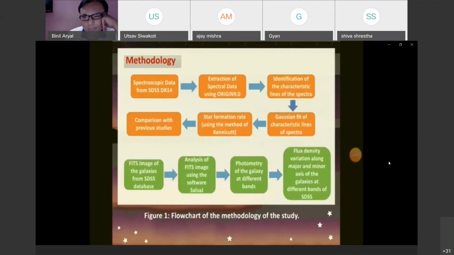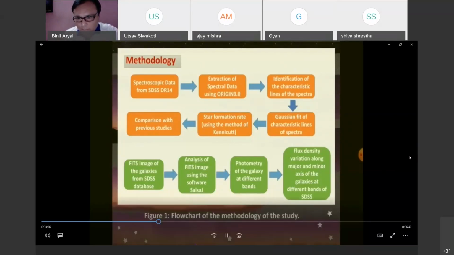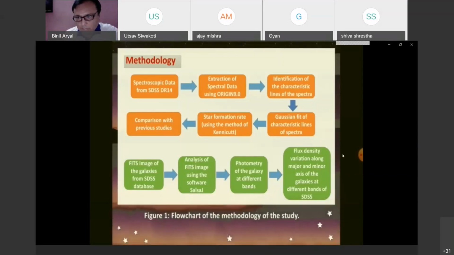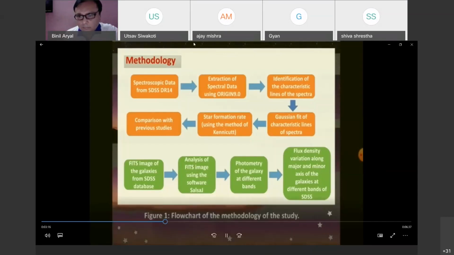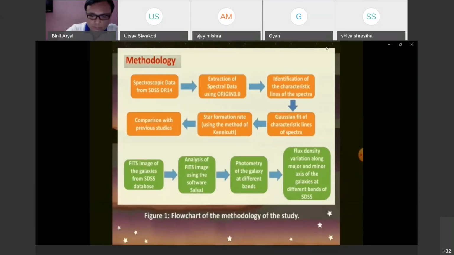This flowchart shows the concrete methodology of the study. First of all, we downloaded the spectroscopic data from the SDSS-DR14 website, and we extracted the spectral data using version 9.0 software. We identified the characteristic peaks and performed the Gaussian fit of the emission lines of the spectra. We used the method of Kennicutt for the calculation of star formation rate, and we compared our study with the previous findings. In another part, we performed the photometric analysis.